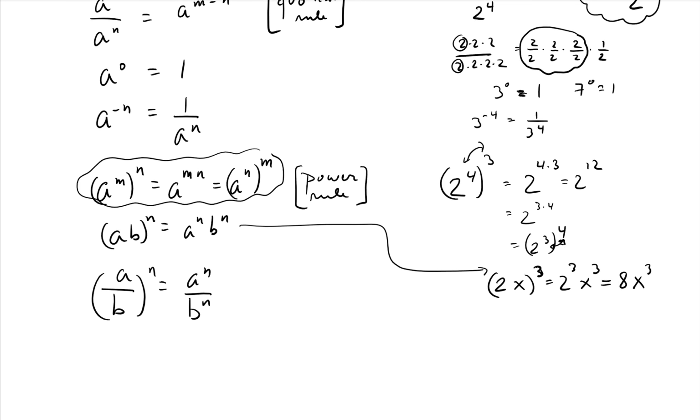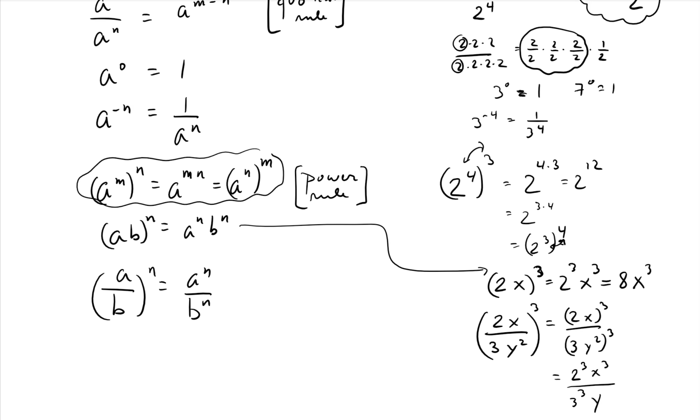And you've got something similar if you've got fractions. So if I've got, I don't know, 2x over 3y squared, all cubed, well, that's (2x)³ over (3y²)³. And I can keep going like this. Now I can apply my power rule above. That's 2³x³ over 3, and apply the power rule below. (y²)³.